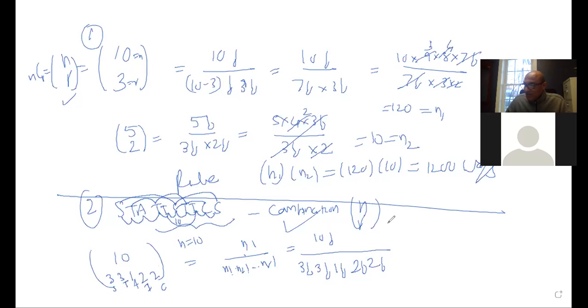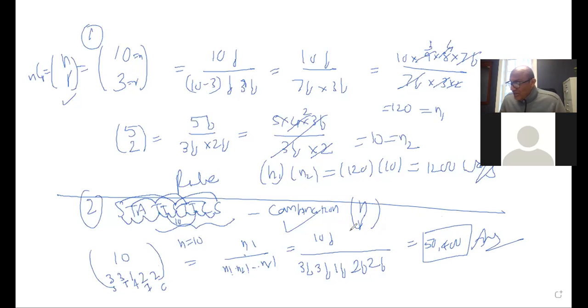So in short, I can write that is equal to 10 factorial. If you use your calculator, you're going to get one number. So that number, I don't know, maybe some 50,400, something like this. So that is the answer. So there are 50,400 different ways, or different letter arrangements, that can be made from the letters in the word statistics.